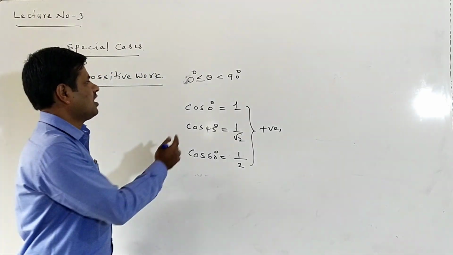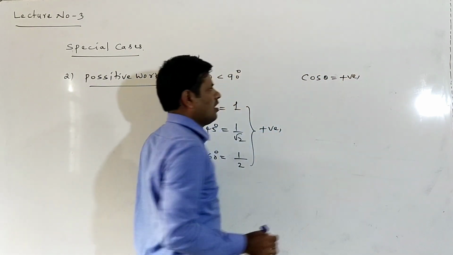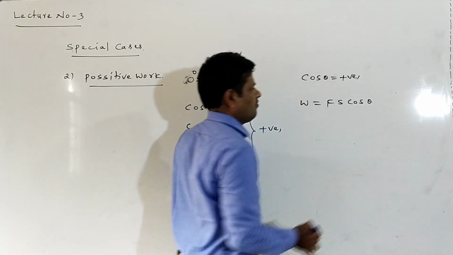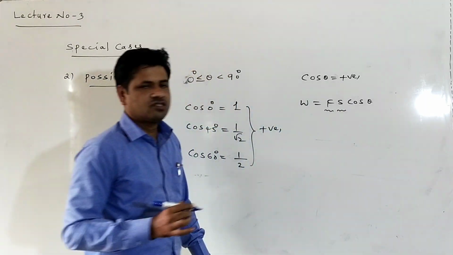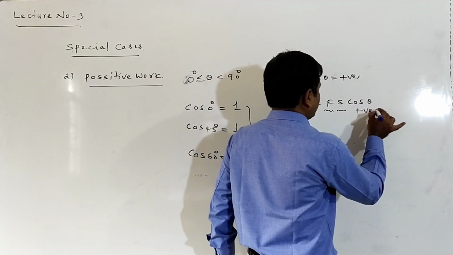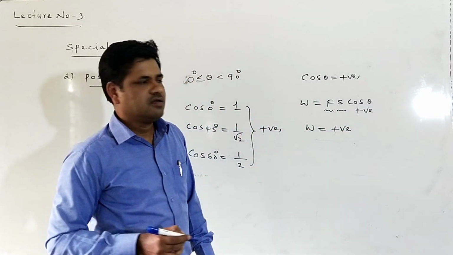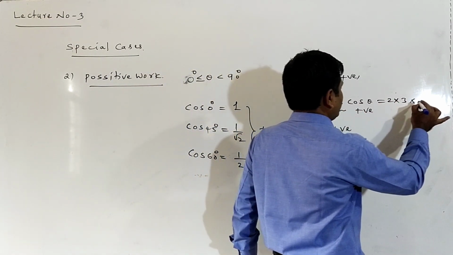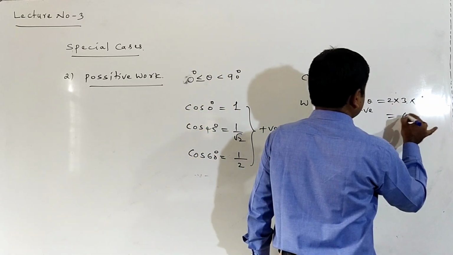positive. Why positive? Because the cos theta value is positive. Work done is equal to F S cos theta, we know that formula. F is the magnitude of the force and S is the magnitude of the displacement. These two values are always positive because they are magnitudes. Now the cos theta value I have also taken as positive. These three are positive, so the total work done is positive. Suppose I take the force as positive 2, displacement positive 3, and cos theta value positive, generally any one value, we can take 1. 2 times 3 is 6, so we get a positive value.